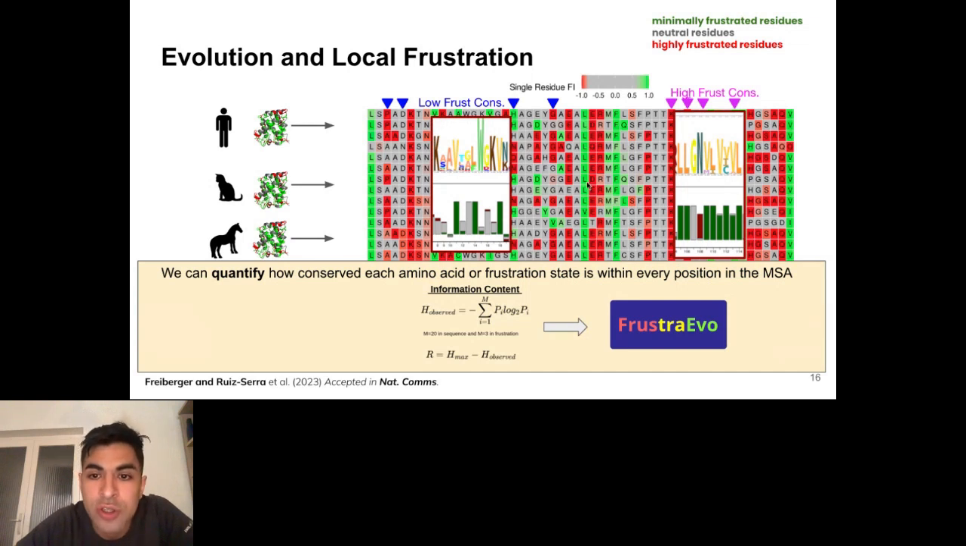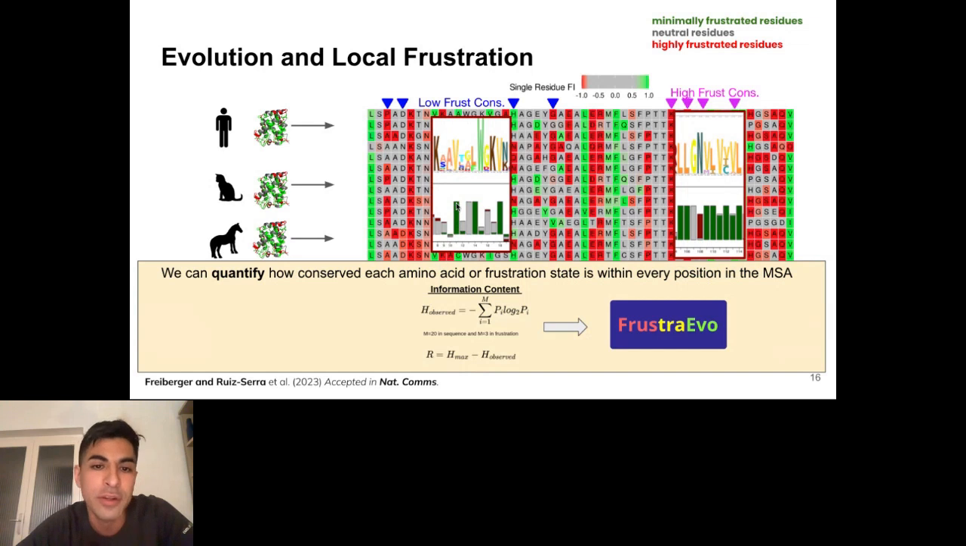The same we do with local frustration. We have the colors distribution in each of these columns, and then applying the same equations, we calculate how much conservation we have of the color identity in each of the columns of this multiple sequence alignment. And then you have here the same conservation of the state. The taller the bar, the more conserved the frustration state is. And here, this is green because this is conserved, and also green is the color that is most present in this position in the alignment.